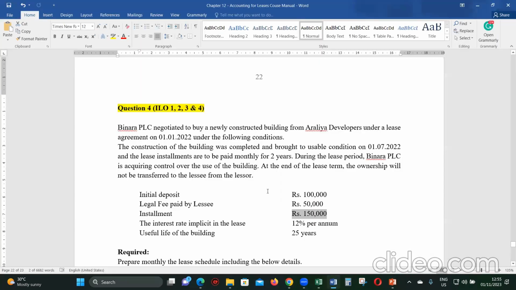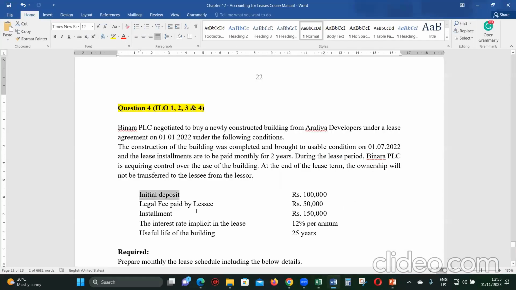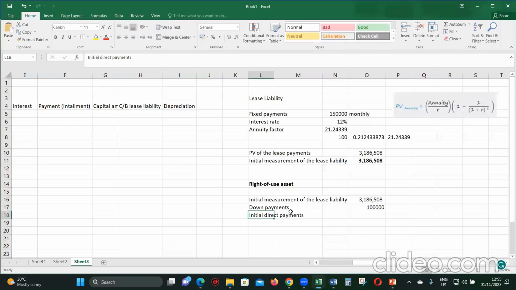In the question, do we have any down payments? Of course, initial deposit, 100,000. Initial direct payments, do we have? Of course, legal fees paid by lessee, that is 50,000. Take the total. That is the right of use asset. Is that clear? It is the right of use asset.